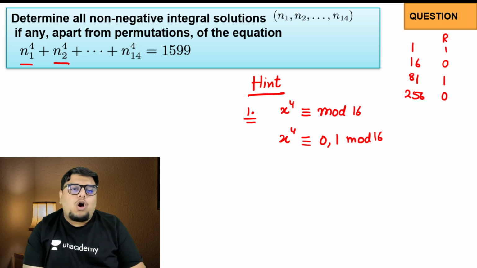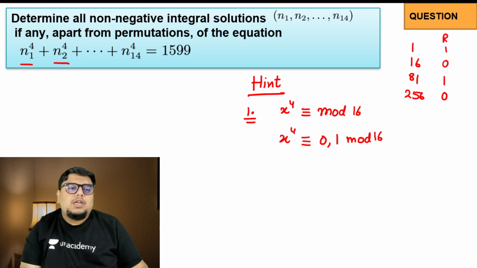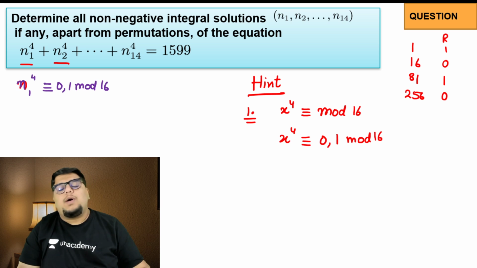Now let's talk about how I am planning to approach this problem. What I will do here is, first I will check: if I take a number n1 and put it to the power 4, and divide it by 16, the remainder could be 0 or 1.